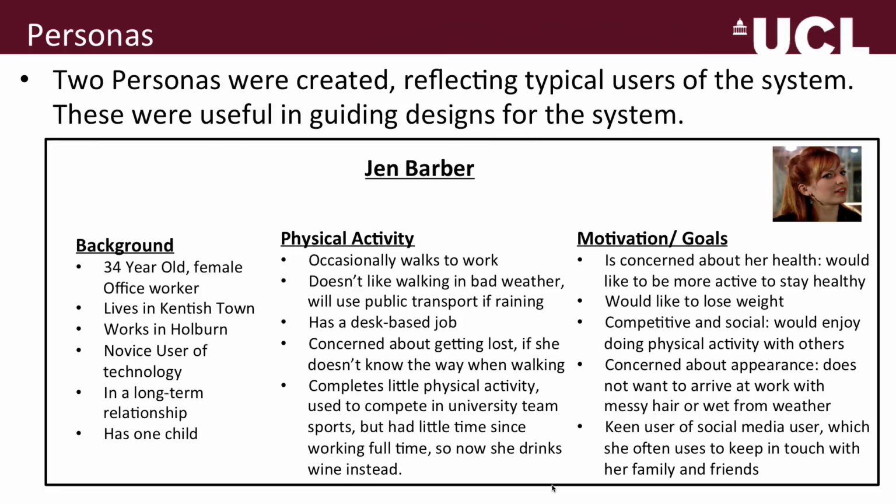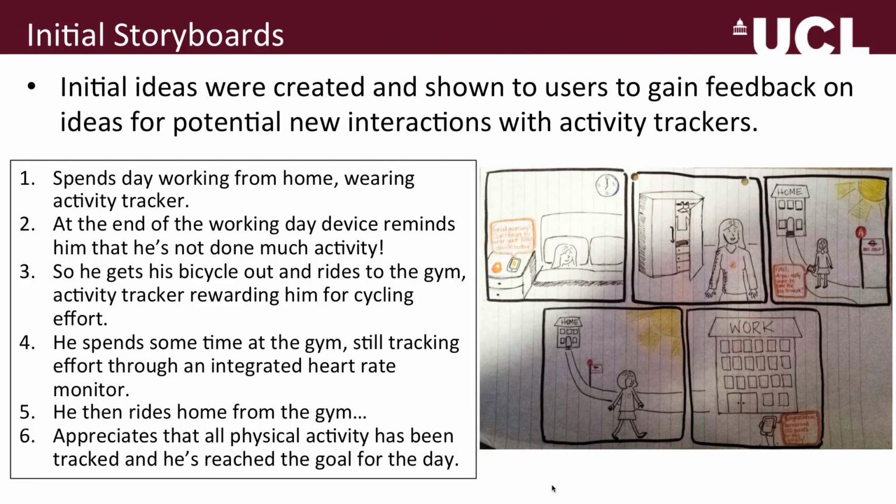Personas. So the users that were involved in data collection have been assessed, and some of the typical users have been constructed in the form of personas. There are 2 personas. Here's Jen Barber. She's a 34-year-old female who occasionally walks to work and worries about her appearance, doesn't want to arrive at work with messy hair. And here you can see on the right there's some storyboards, some sketching there, and on the left is the script for the storyboard.